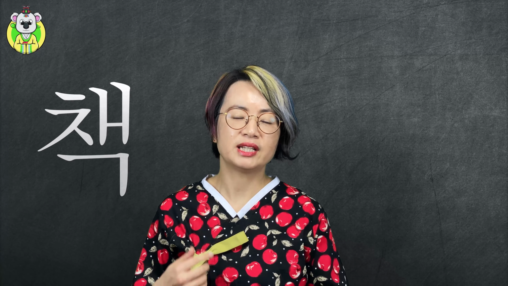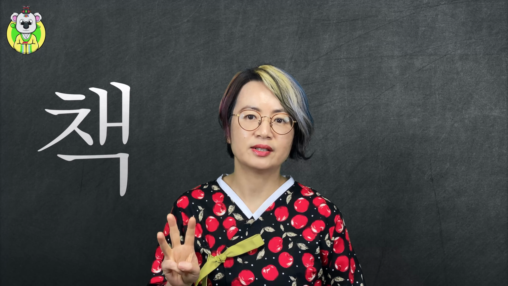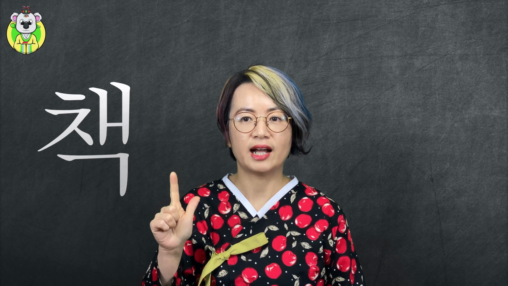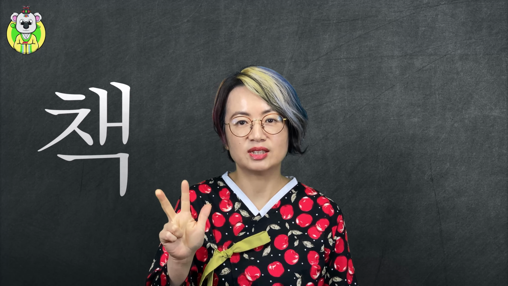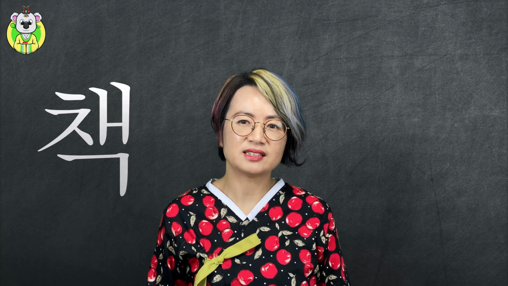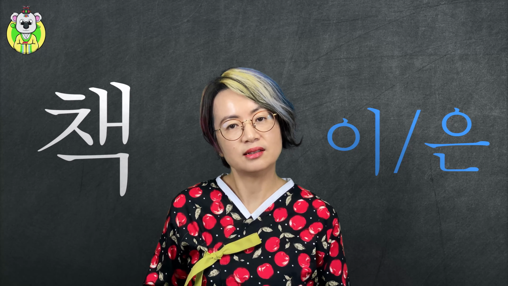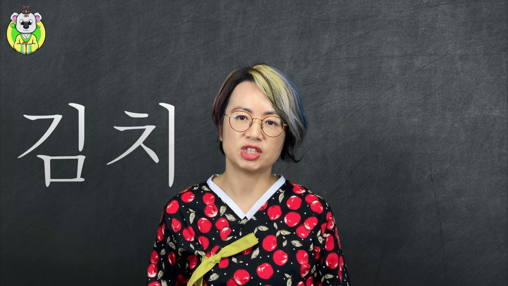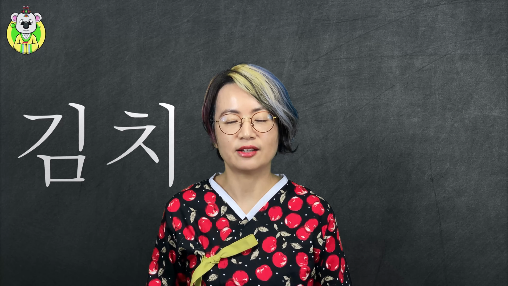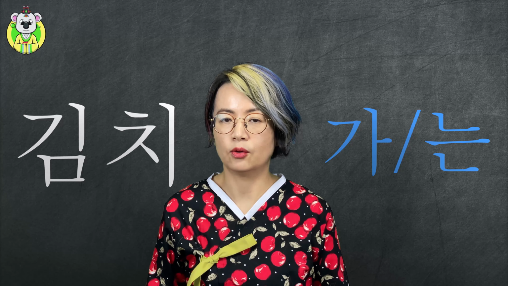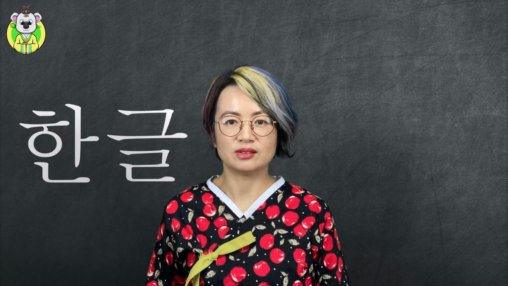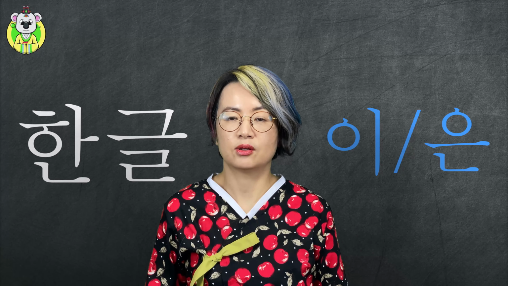Now, 책. Do you see how it consists of 3 letters, a consonant, a vowel, and then another consonant at the bottom? So, naturally, the following sound would be a vowel sound, 이 or 은. 김치. It ends in a vowel sound, so 가 or 는. 한글. It ends in a consonant, so 이 or 은.